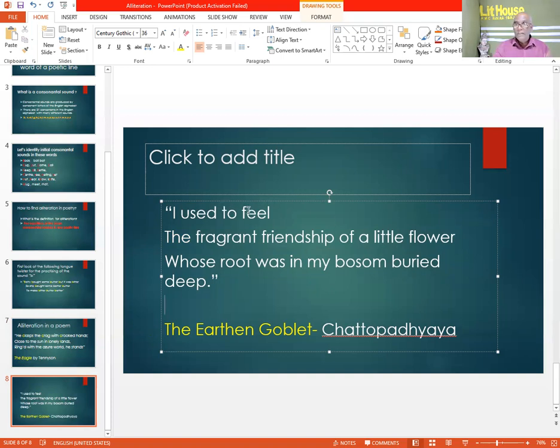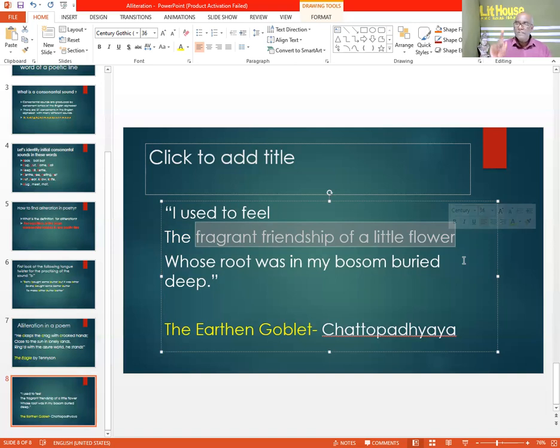I used to feel the fragrant friendship of a little flower whose root was in my bosom buried deep. I used to feel the fragrant friendship of a little flower.